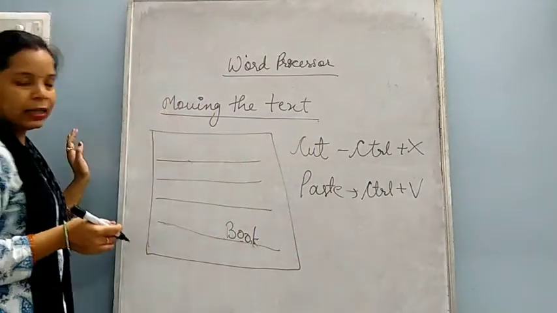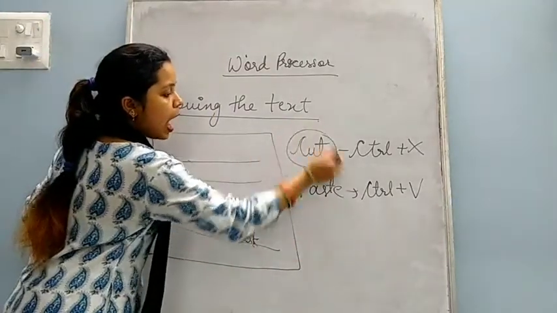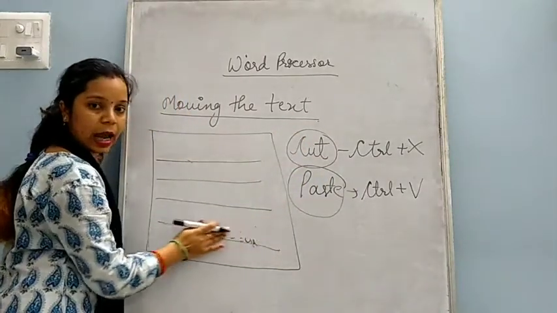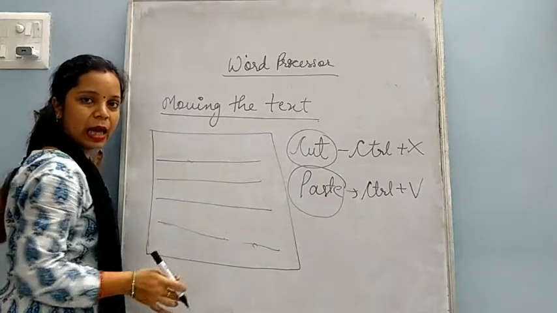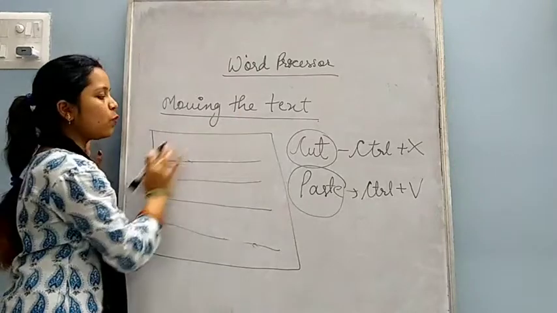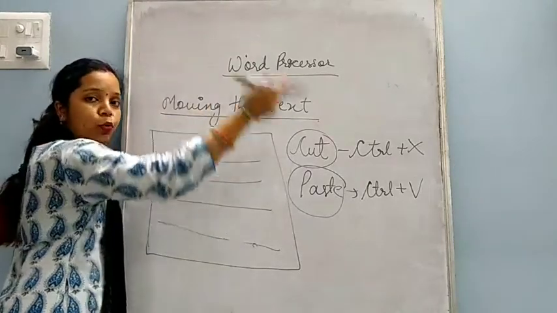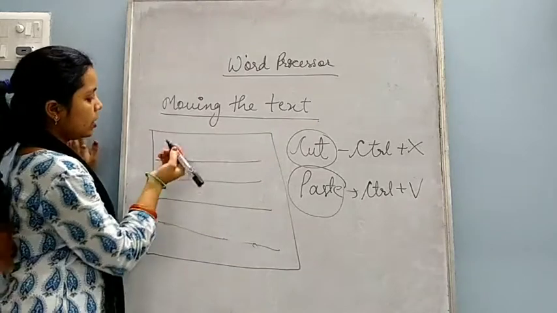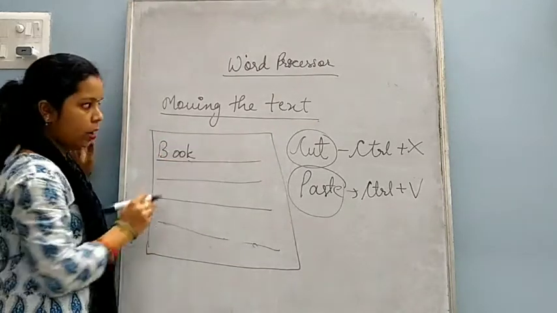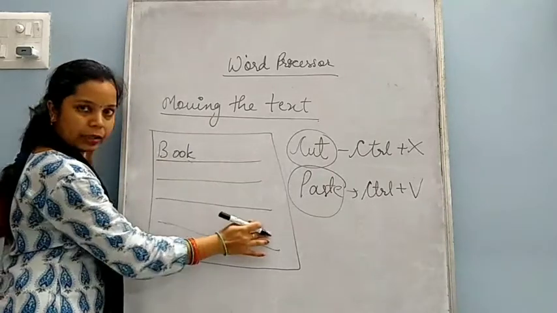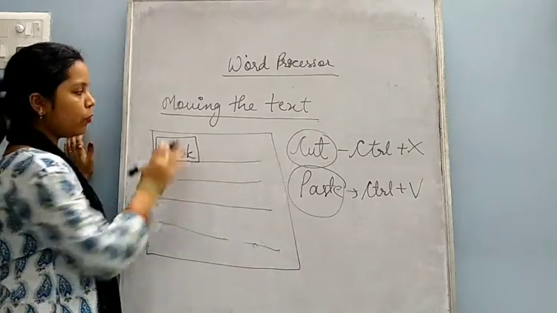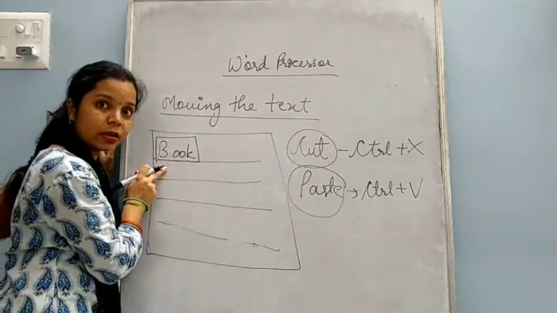So for moving the text, cut and paste, two options are used. What is moving? Moving removes your text from original place and moves it to another place. Like here, I have shown you the example. I have written here book. I want to move this in the last line. What you will do? First for moving, you will select this word.